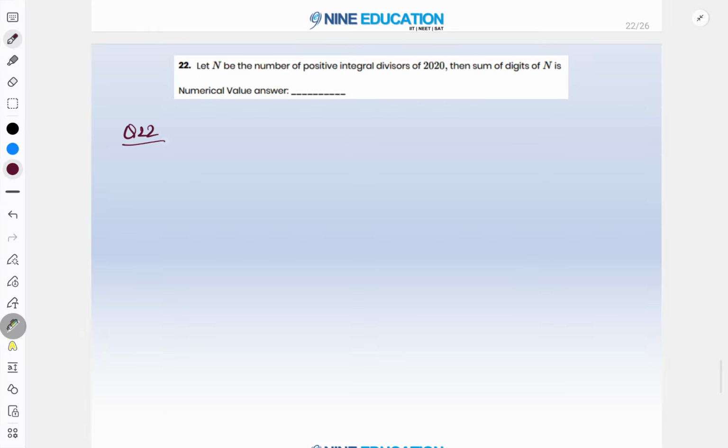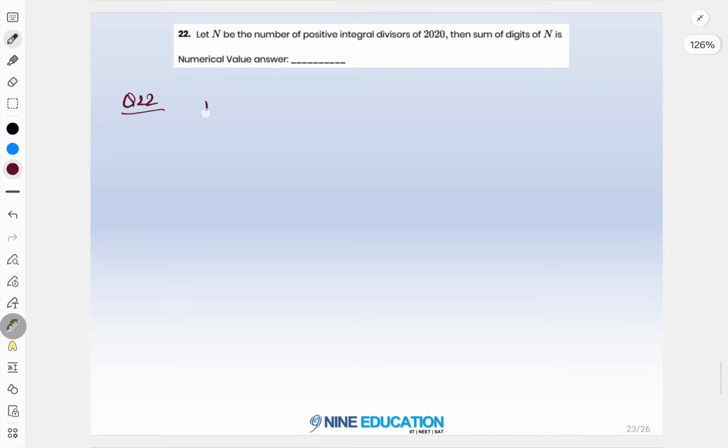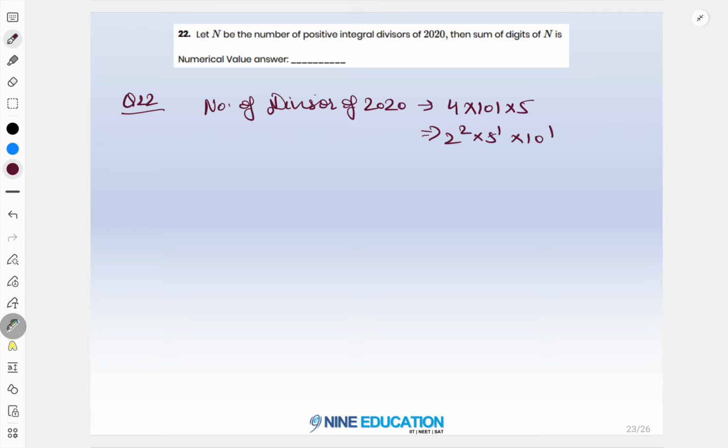Question number 22. Let n be the number of positive integral divisors of 2020, then find the sum of the digits of n. So for the number of divisors of 2020, how we find it is just to factorize it. If we factorize it, what we will get is 4 into 101 into 5. You can just see here, 4 into 5 is 20, 20 into 101. So that is 2 square into 5 into 101. So you basically need to prime factorize.